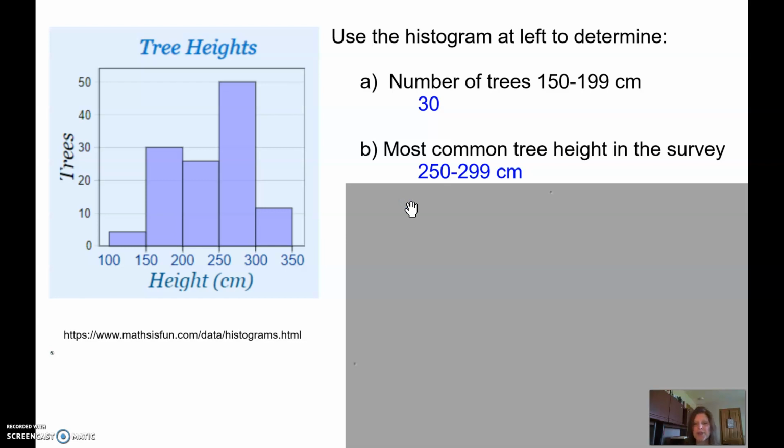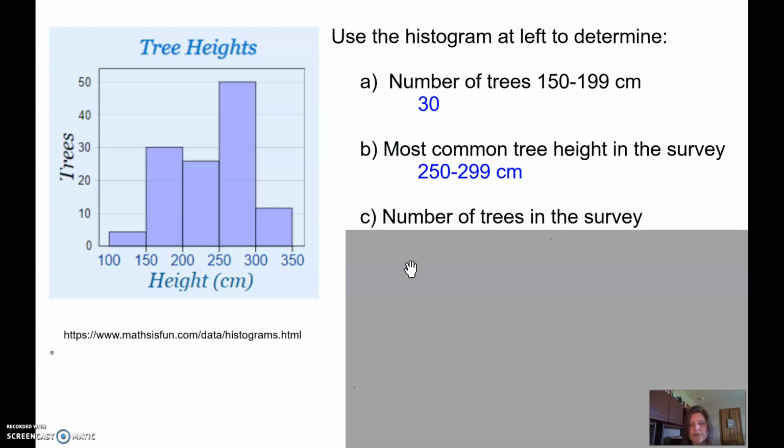What's the most common tree height in the survey? Well, you just look for the tallest bar, right? And then you look to see what category is that. Well, it starts at 250, it ends at 300. We know that the 300 can't be in both, so we're going to say 250 to 299 category. And then the next question.